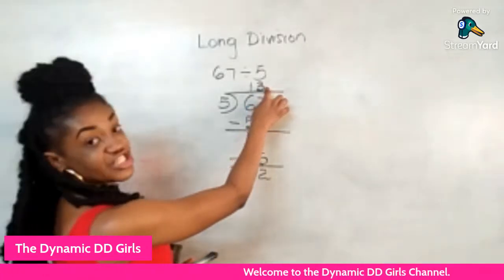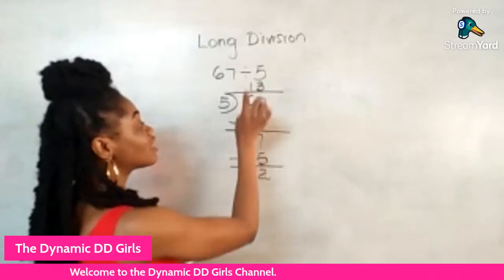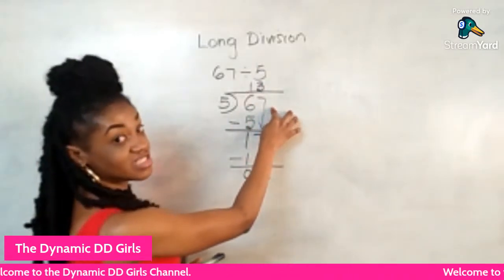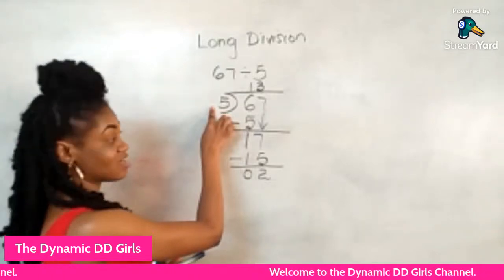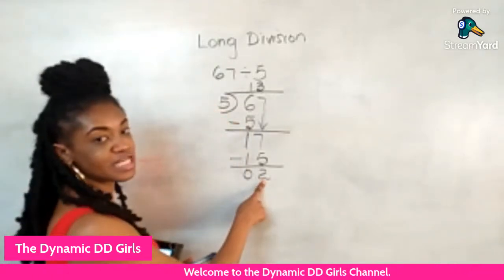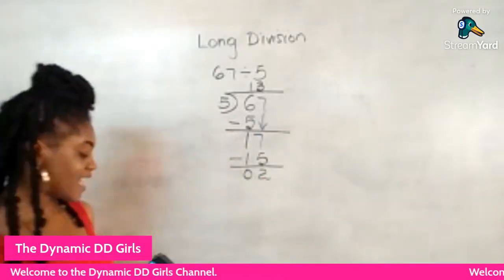13 is your answer, which we call the quotient. And of course, 67 is known as your dividend. 5 is known as your divisor, and of course 2 is known as your remainder. All right, so take a look at that problem.